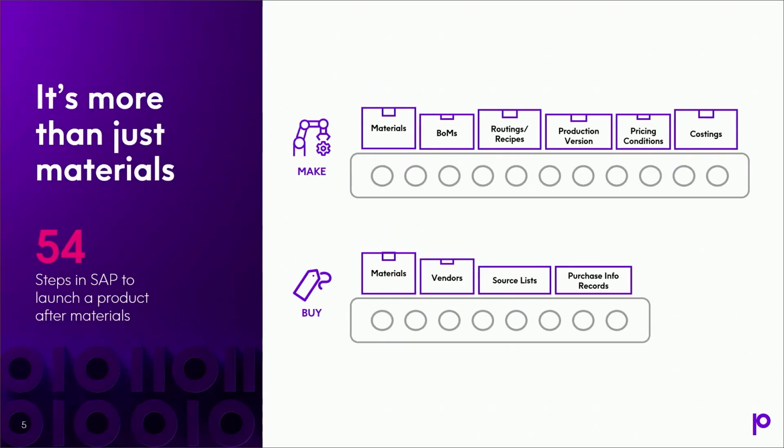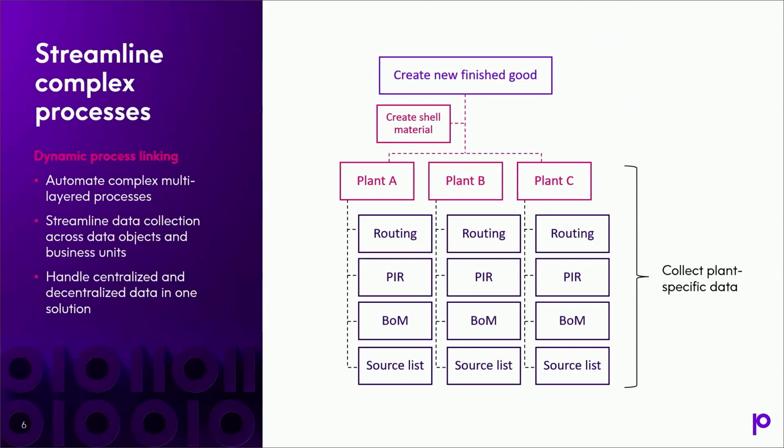An operational product launch involves more than just creating materials. So a typical product launch includes 54 steps, and many of these steps require additional functional master data to be created. Our NPI solution can digitize and accelerate all of those steps to speed your time to market, whether you're making or buying the products. You can streamline complex processes like NPI through dynamic process linking, which allows you to streamline data collection across data objects, as well as handle centralized and decentralized data in one solution.